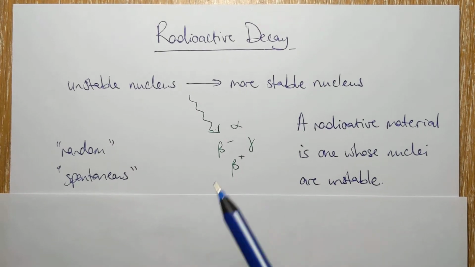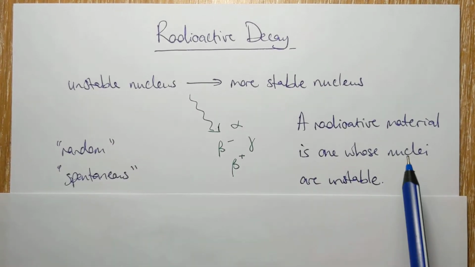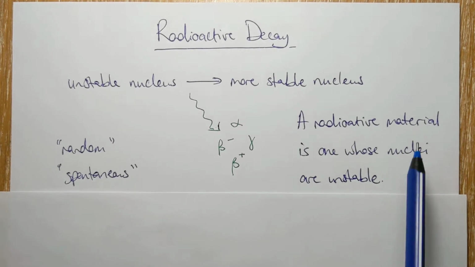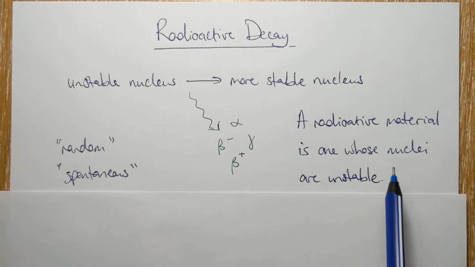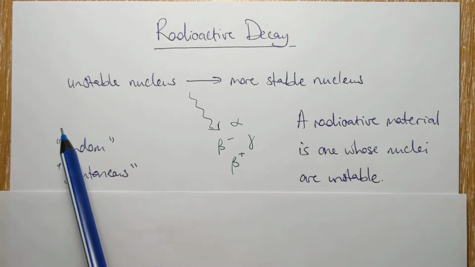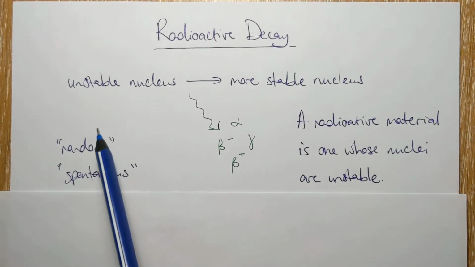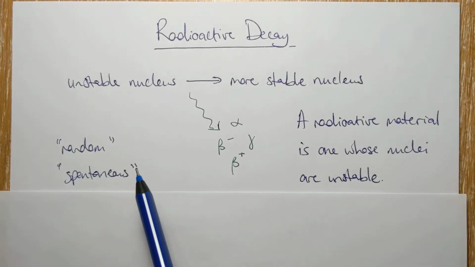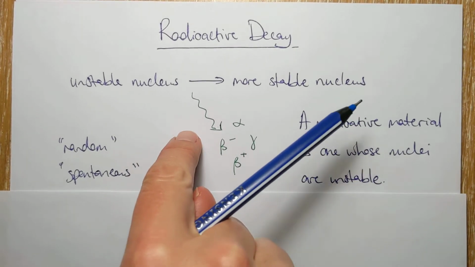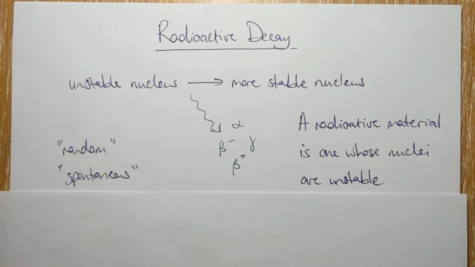Because it's very strange. If I have a sample of a radioactive material, I do not know which nucleus is going to decay next, and I don't know when it's going to decay. And that's what we mean when we say that radioactive decay is random. It's also spontaneous, and that means that even after a nucleus has decayed, and I know it was that one, that's the one that decayed, I can't tell why it was that one.